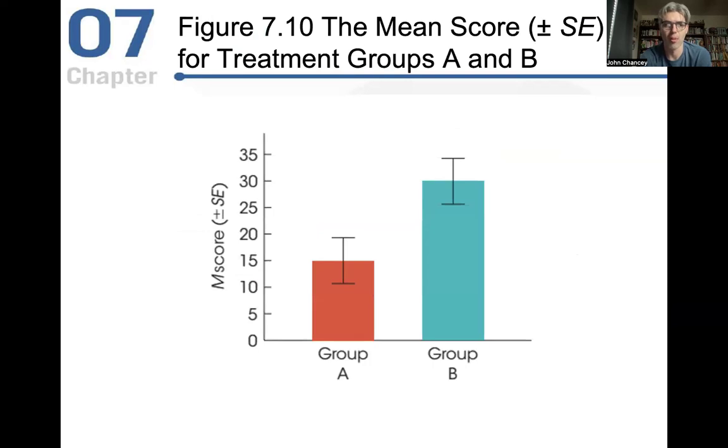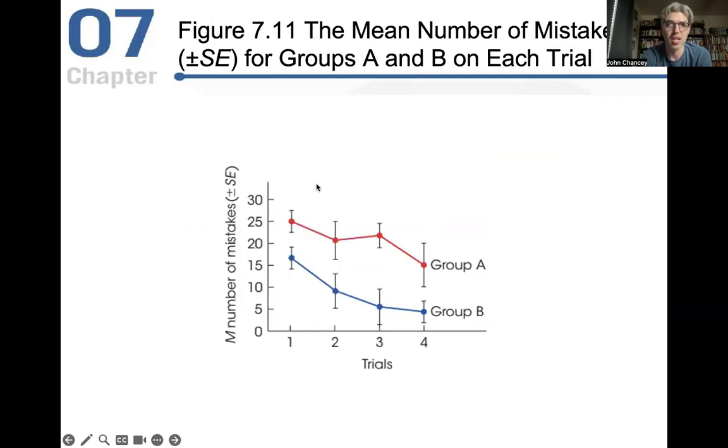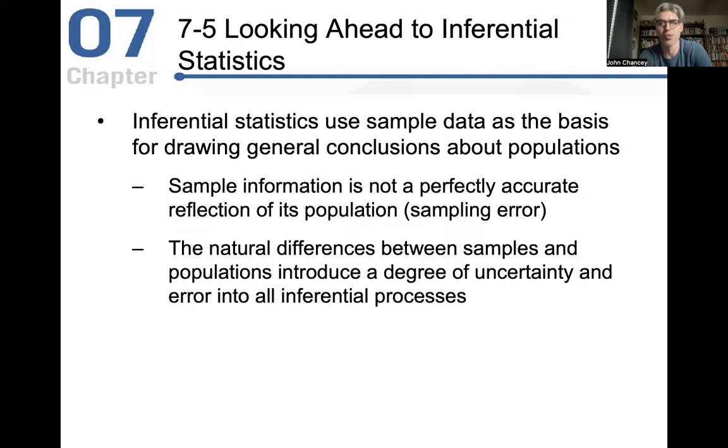So here, we might see your M score plus or minus standard error of the mean. We have group A, group B. We can see their performance, number of mistakes, and we can see the standard error going down, group B versus group A. There seems to be a pretty noticeable difference between our two groups. And this is what allows us to get into inferential statistics, which we're going to cover next chapter.